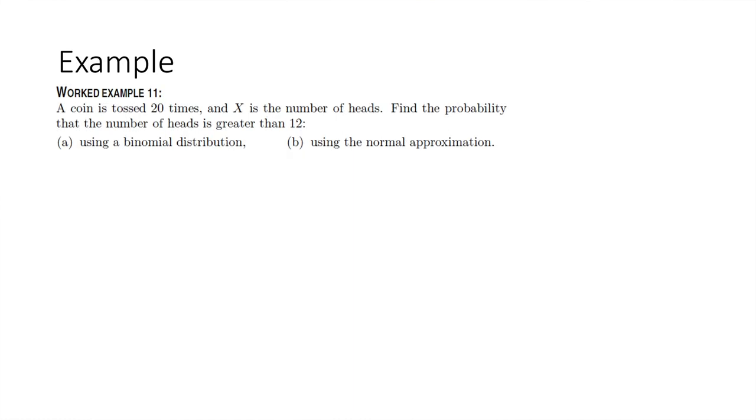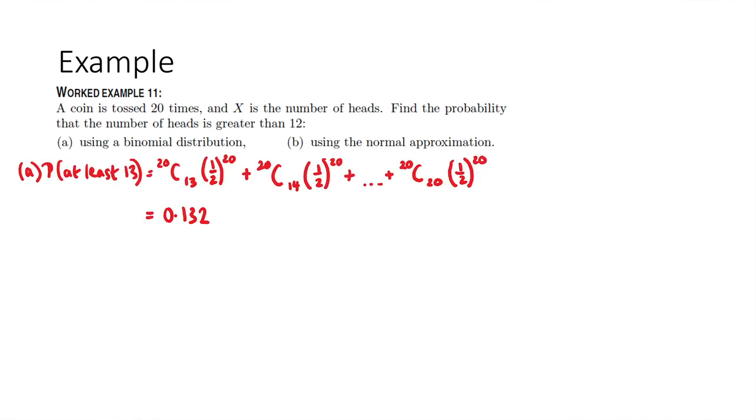So let's do an example of that. I've got a particular example: a coin is tossed 20 times. X is the number of heads. What's the probability the number of heads is greater than 12? And I'm going to do it both ways. So this is a relatively small n. n is 20, that's relatively small. So we're on the verge of whether this is really valid or not, but it's just going to illustrate the point. Using a binomial distribution, we just add up all the possible options, and we get 0.132, but it's still quite a lot of sums.